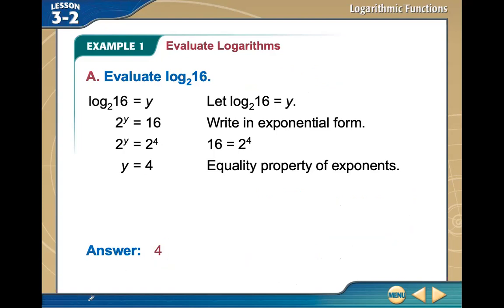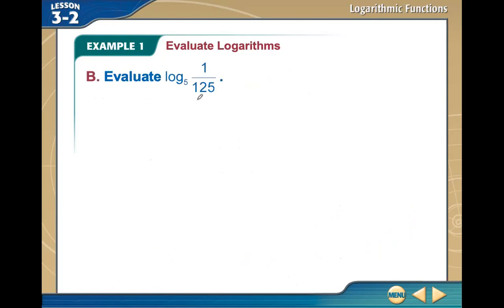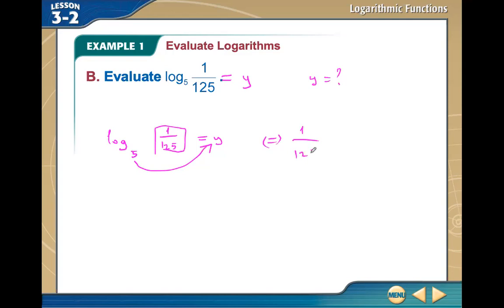Examples are coming. Okay, let's go now. For this example, I will use the same thing. Please have a look. This result is equal to y, so our problem is finding y. Now, the logarithm to the base 5 of 1 over 125 is equal to y means, have a look at the screen, directly take this number and it is equal to 5 to the power of y. So 1 over 125 is equal to 5 to the power of y.